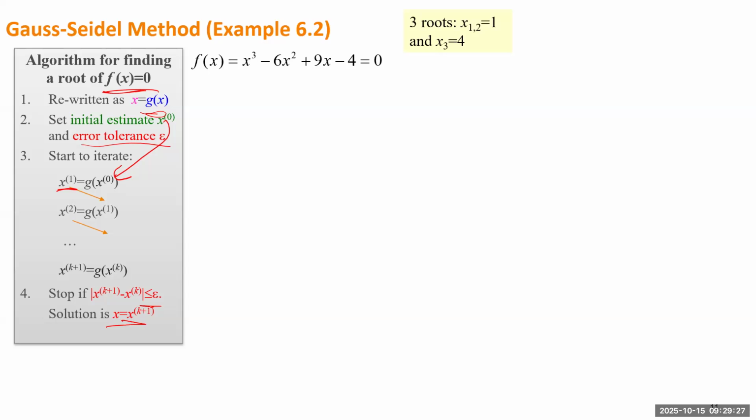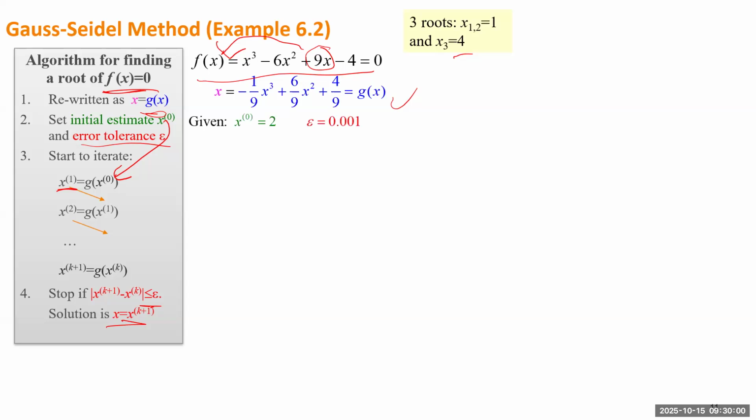Using this example from the textbook, that's a 3rd order polynomial equation. It has 3 roots, 2 equal roots, and the third one is different. If we want to solve this equation, we first just move the x to the left, right? Then divide both sides by 9. So we'll have this equation. That's basically eventually just the same equation. And then we can start to iterate.